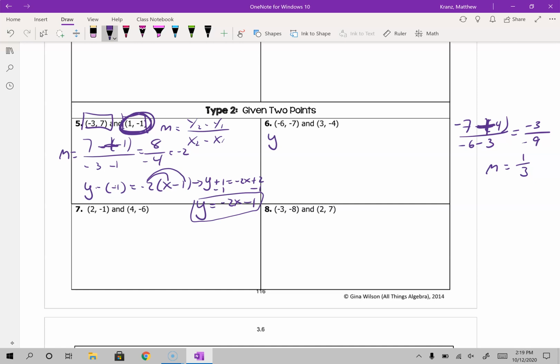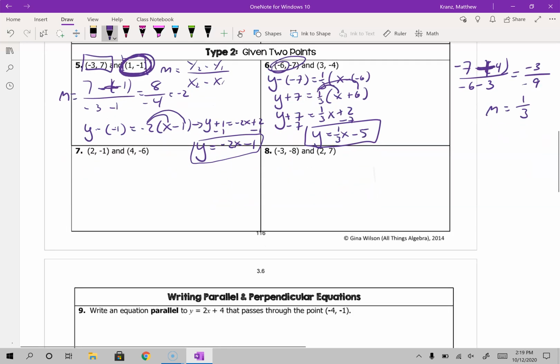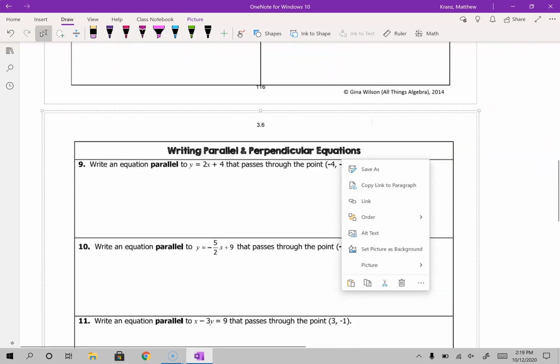y, now I'll choose any of these points. I'll just choose this one. Minus negative 7 equals my slope of 1/3 times x minus my x, which is a negative 6. Now these double negatives, we can make them positives before we proceed, just to make it easier on ourselves. So now I have to distribute this. y plus 7 equals 1/3 x. 6 times 1 is 6 over 3, which is 2. Now I minus a 7 and minus a 7, so y equals 1/3 x minus 5. All right, and you'll go ahead and do 7 and 8 in class.